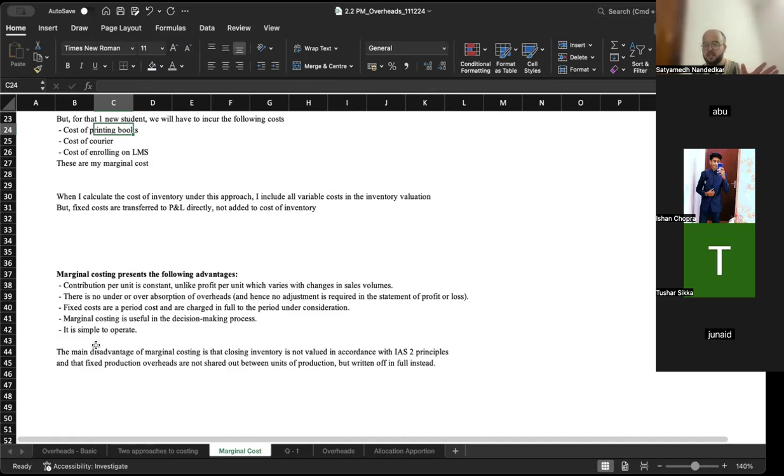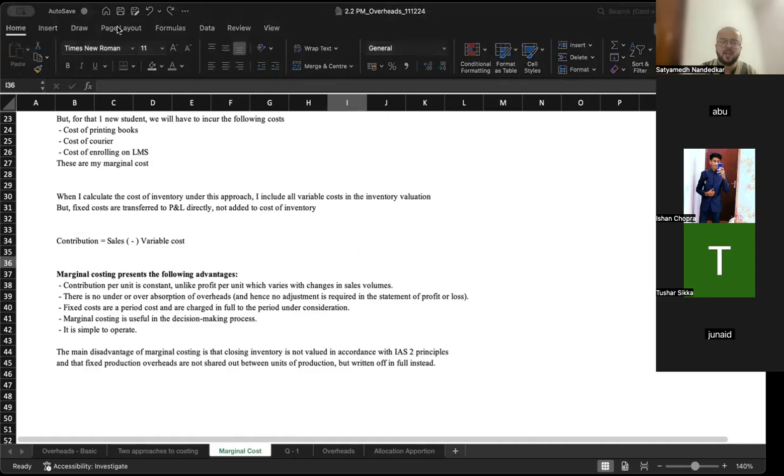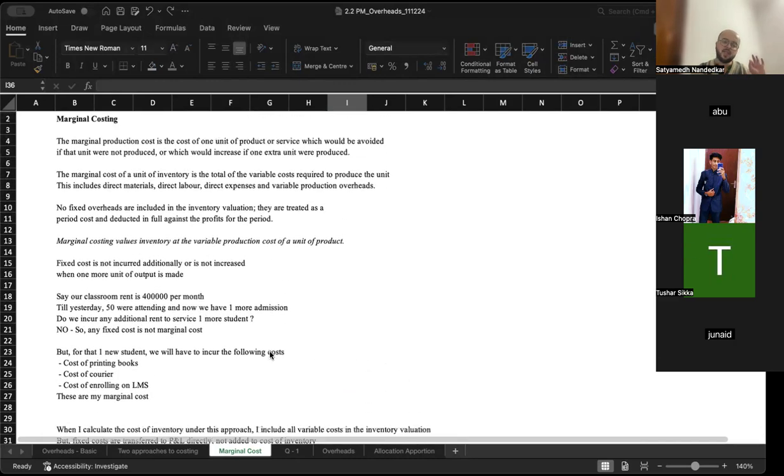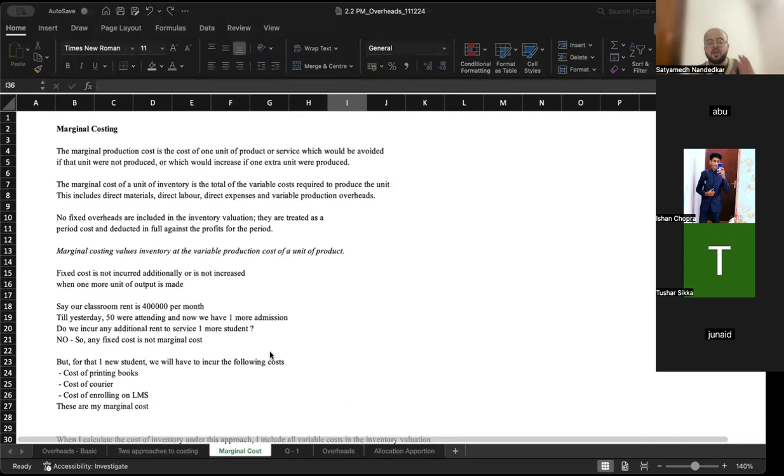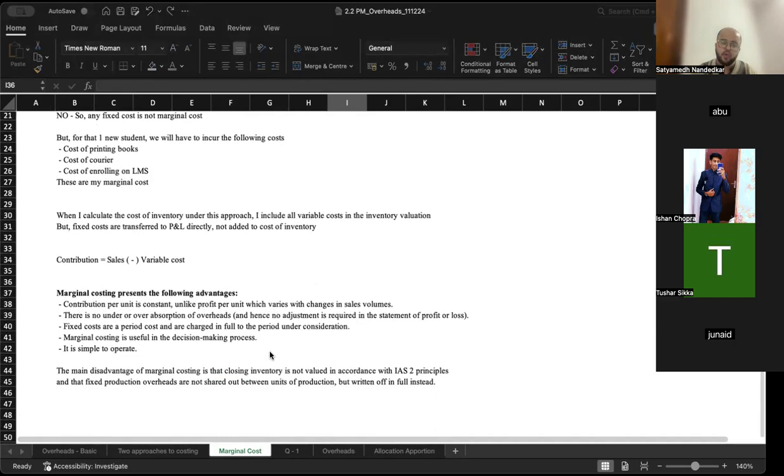Now, most of these terms we have not studied so far. We have not studied what is the meaning of contribution. I'll just write down the formula for your reference, that contribution is sales minus variable cost. We'll study the concept in detail, but in some time, not immediately. Let's let the thought marinate properly and then we'll go to understanding all of these points in detail. Right now, the only thing you need to keep in mind is marginal cost is basically all the variable costs taken together.